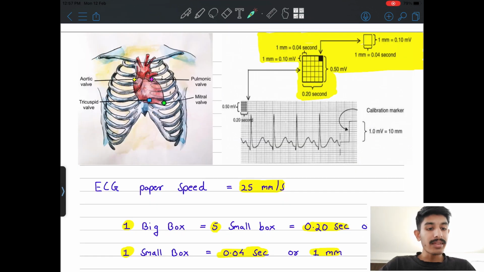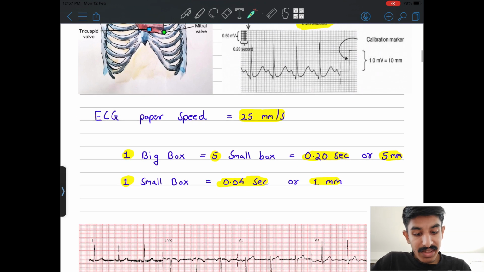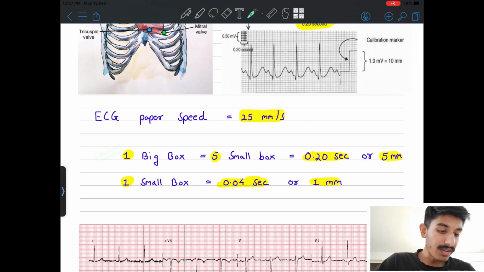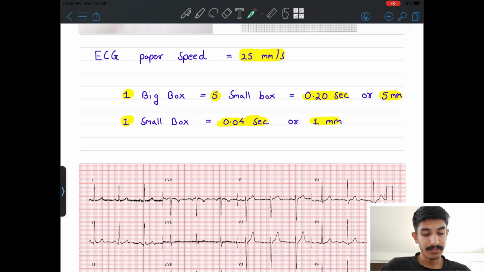Now the next thing we will learn is ECG paper. One big ECG box contains 5 small boxes, which is 0.20 seconds or 5 mm. One small box is equal to 0.04 seconds, so 5 small boxes are 0.04 times 5, which is 0.20 seconds, and that makes one big box. This is so important that it will help you diagnose many heart diseases.